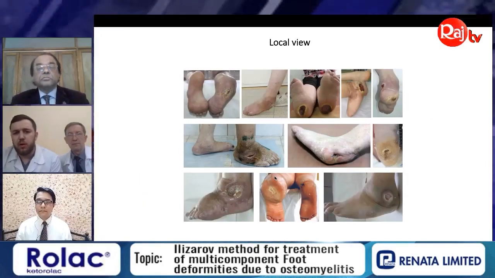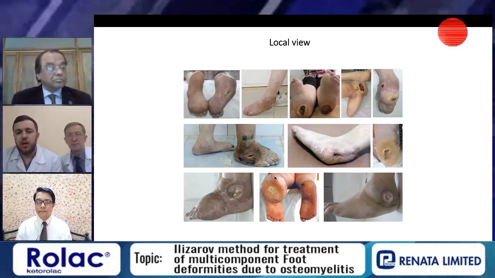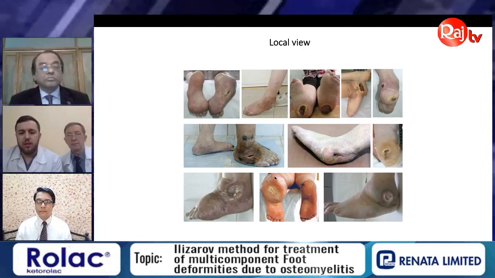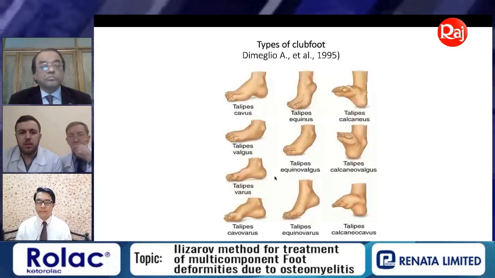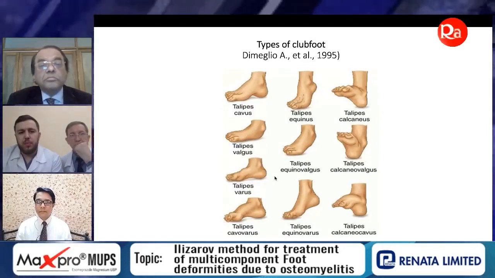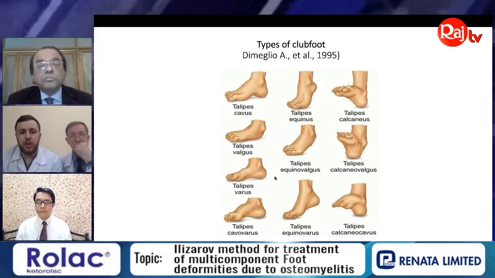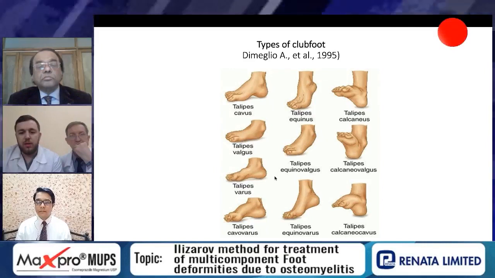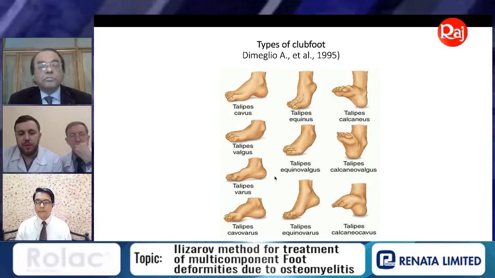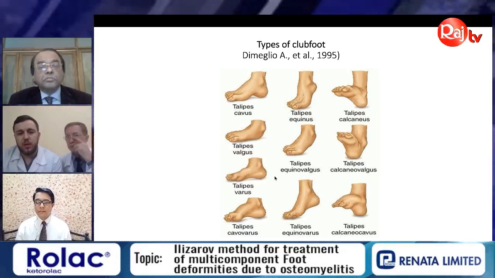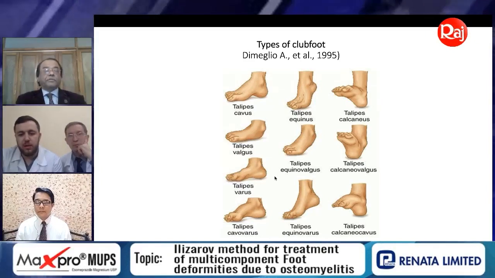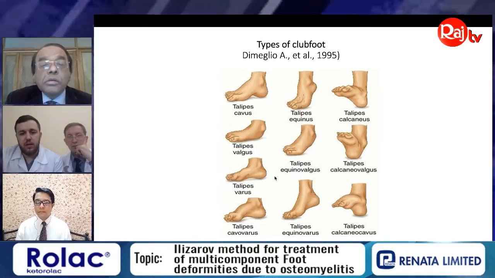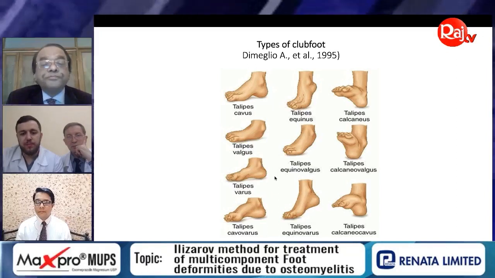So, typical local view of that patient: ulceration, deformity, scars, and some soft tissue defects. In that slide, you can see typical types of club foot by Demeglio, but in our practice more often we saw patients with equine cavovarus foot deformity, Talipes calcaneocavus foot deformities, and Talipes equine valgus deformities.